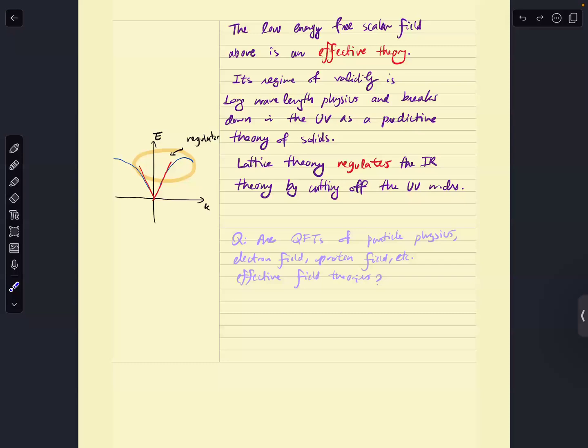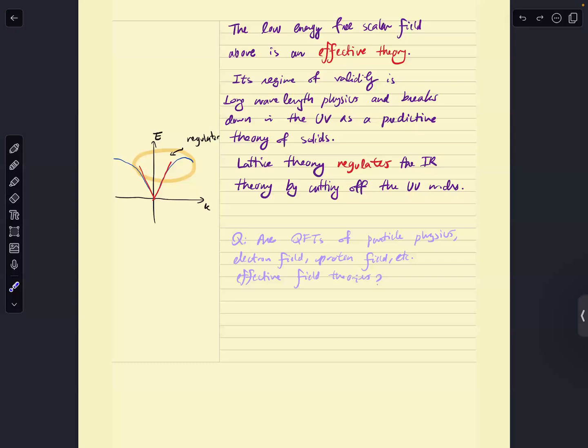Once you start probing energies that are inversely proportional to a regulator, you start resolving the UV degrees of freedom. The phonon picture will fall apart, and you will notice that the fundamental degrees of freedom are actually atoms sitting at these sites. So the phonon description is only true at low energies. And if you have large enough energies, you'll observe the lattice sites.